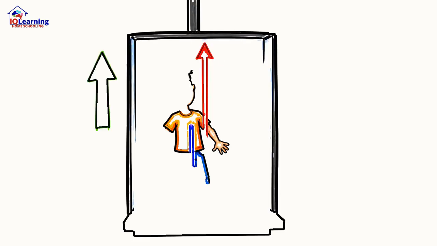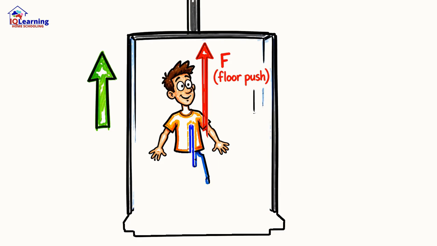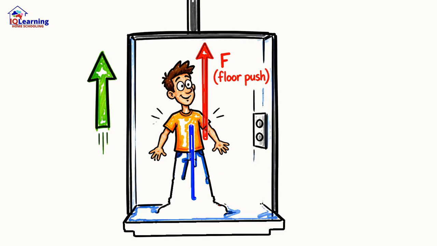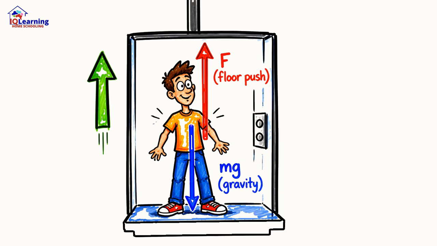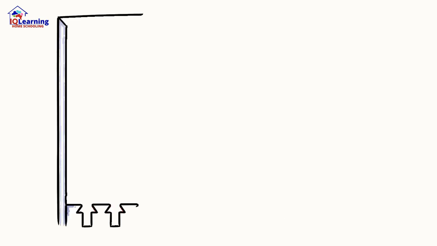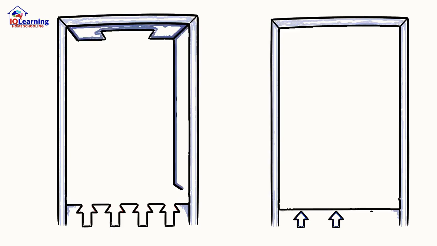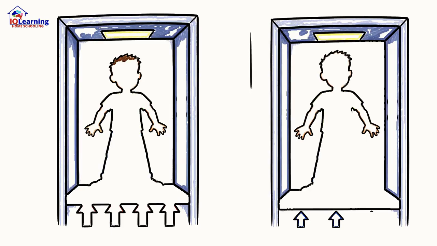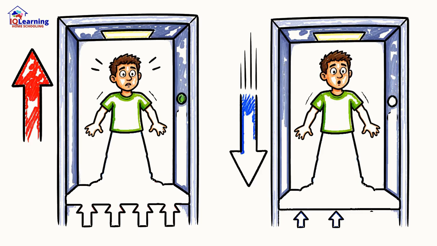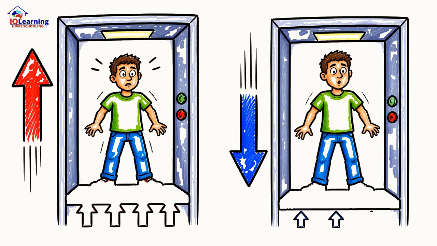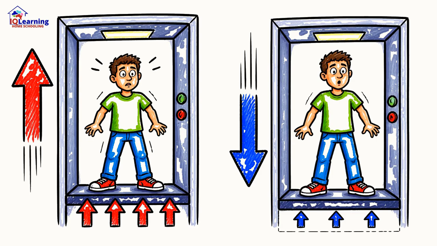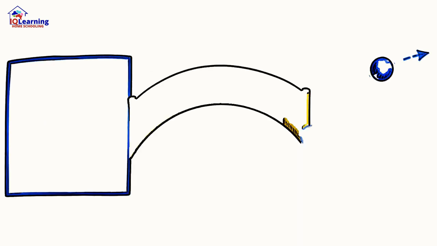Ever get that lurching feeling in an elevator? When an elevator accelerates upward, the floor has to push on you harder than gravity alone just to get you moving. For a moment, you feel heavier. Your apparent weight actually increases. When it accelerates downward, the floor drops away from you slightly, reducing that upward push. You feel lighter. That's the predictive power of Newton's second law.